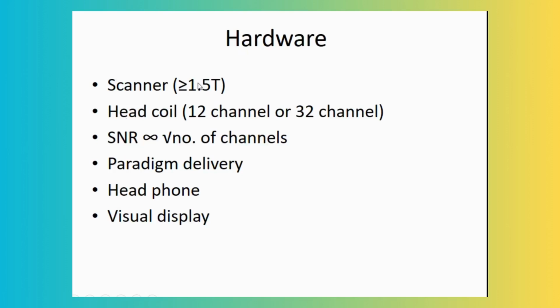The hardware we use has to be 1.5 Tesla or higher field strength. We have 3 Tesla as well. And a head coil with 12 channel or 32 channel. And we should have an arrangement of paradigm delivery to the patient. There should be a screen and there should be a headphone in the scanner while the patient is in the scanner. So with the headphone, he or she is listening to our instruction commands, we can communicate with the patient directly, and she or he can see the instructions in front of the eyes, maybe in the form of a booklet or a screen within the scanner.